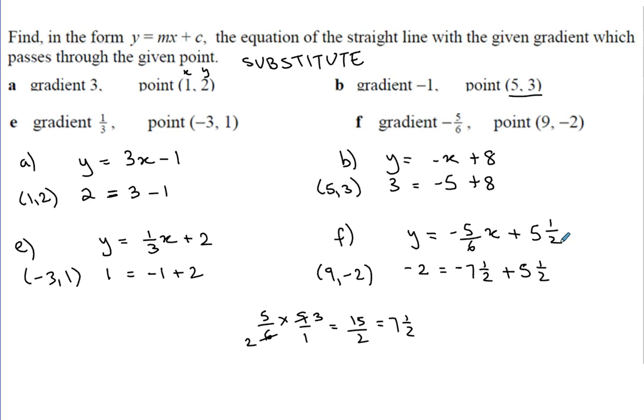That was all right, yes? The trick is just to substitute. Anytime you know the gradient and you want to find your y-intercept, as long as you've got a point on that line, you can substitute it. Okay, let's try this.